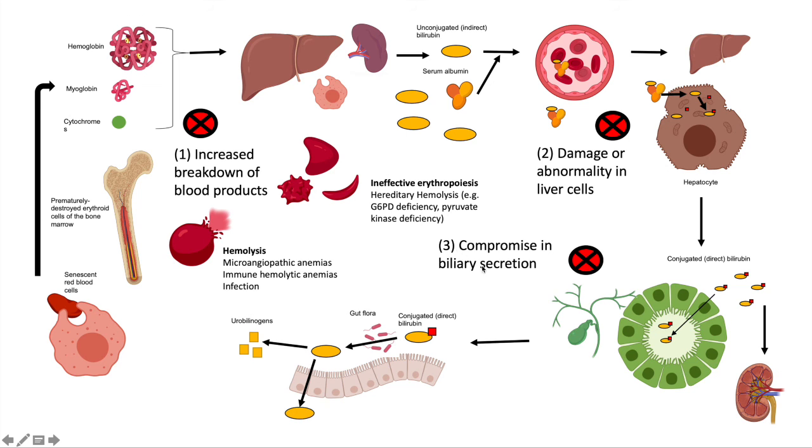So in summary, there are three major categories in which you can have hyperbilirubinemia. We'll explore these in more detail. The first one is increased breakdown of blood products. The second one is abnormality in the liver cells. And the third is obstructive jaundice, compromise in the biliary secretion.